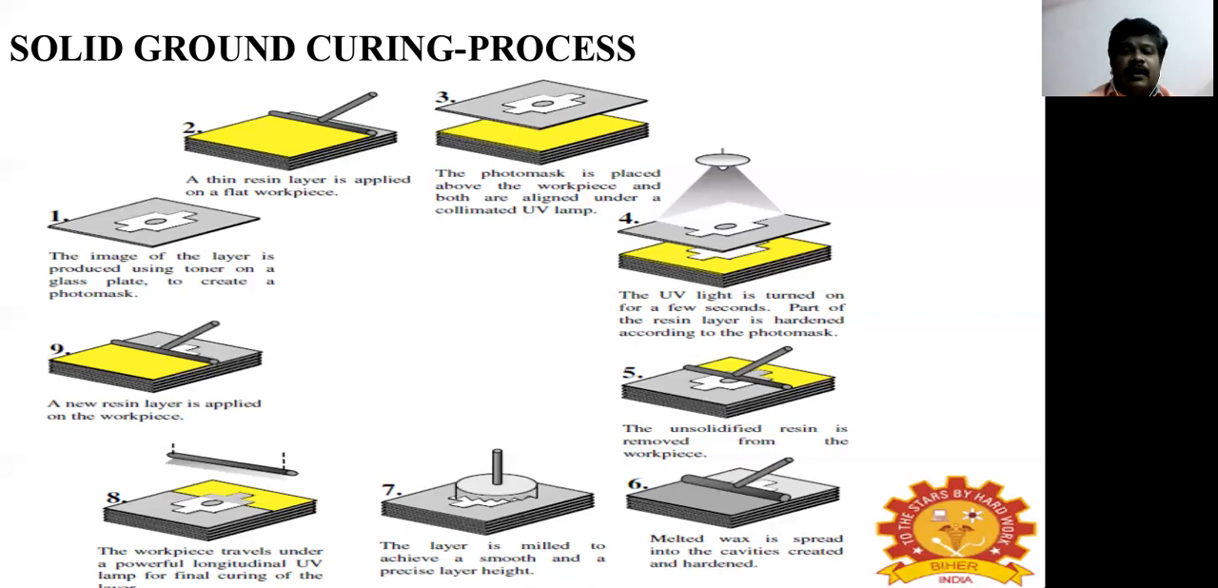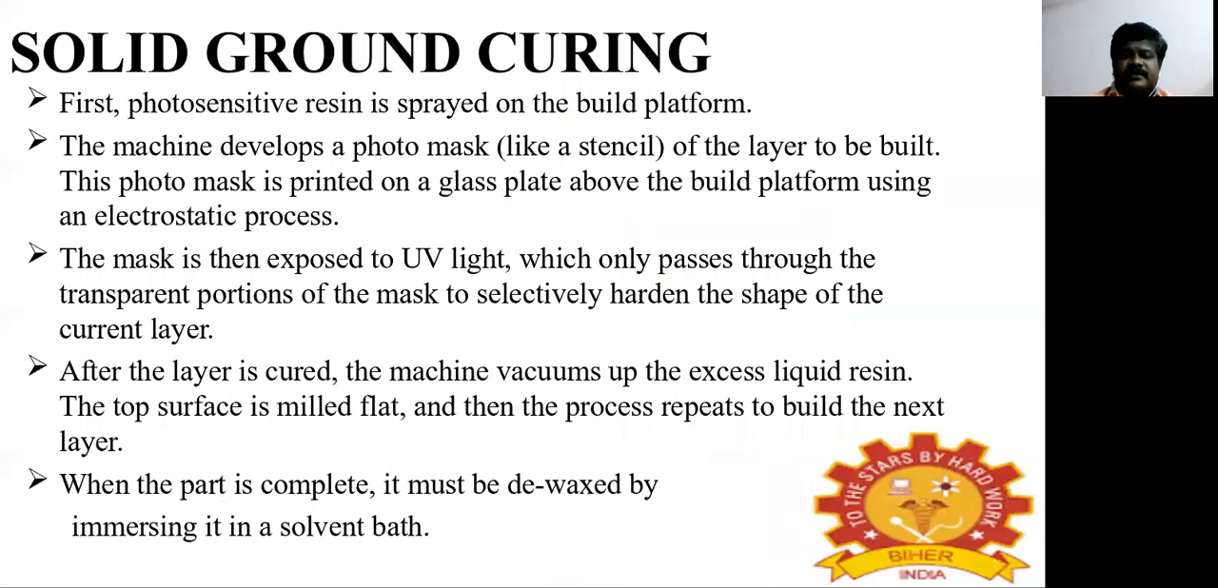This is the overall view of the solid ground curing process. You can see the steps which I will be explaining. First is the photosensitive resin, which we spray on the build platform, and the machine also develops a photomask. That is like a stencil of the layer we are going to build, printed on the glass plate above the build platform by the electrostatic process. Step by step, we expose the mask to UV light, as we have seen in the previous slide, and it passes through the transparent portions.